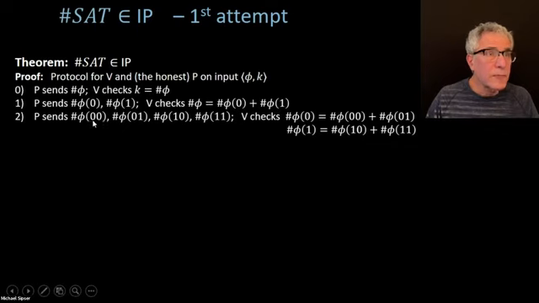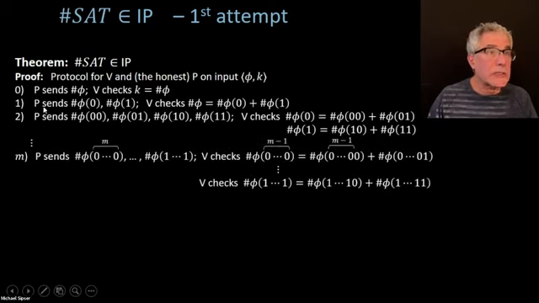So the prover is going to now send the number of satisfying assignments for each of those 4 possible ways of presetting the first 2 variables. And the verifier is going to check that that was consistent with the information the prover sent in the previous round, by again checking this identity here.